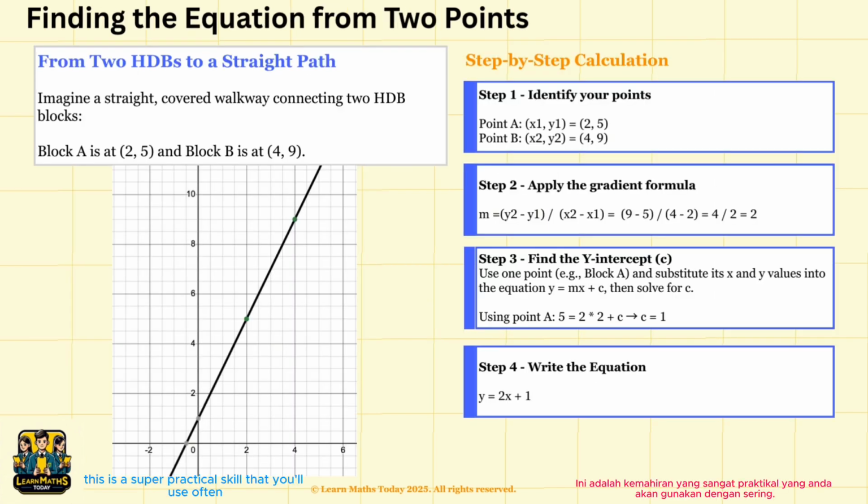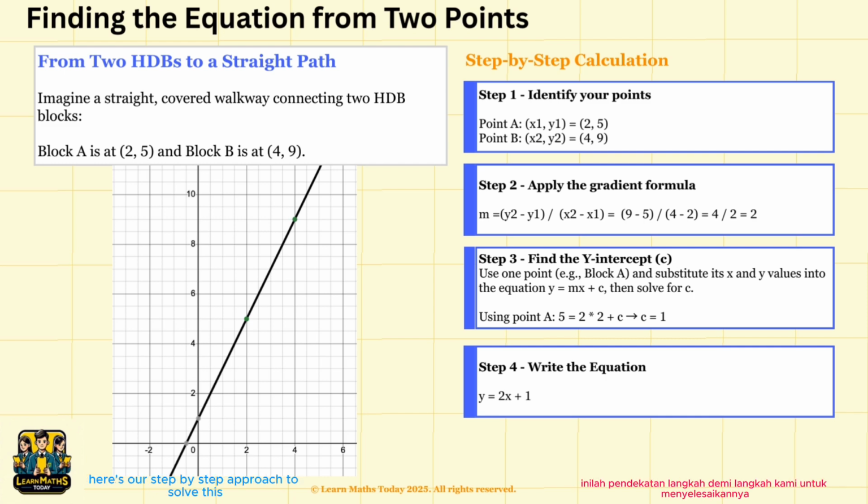Okay, this is a super practical skill that you'll use often: finding the full equation of a straight line when you're only given 2 points on that line. Let's imagine a real-world scenario. There's a straight, covered walkway being planned to connect two HDB blocks in a new estate. Let's say block A is located at coordinates (2, 5) and block B is at (4, 9). Our mission is to find the mathematical equation that describes this perfectly straight walkway.